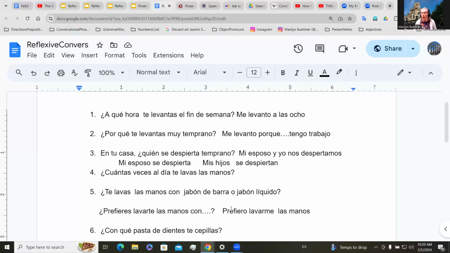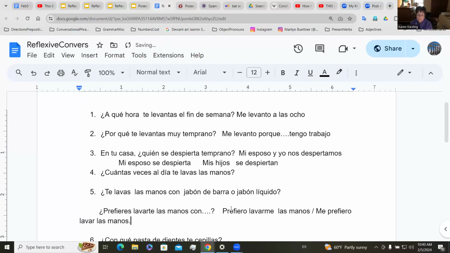And one position is not more common than the other. It's just a choice. They're free to change around. So I can say, prefiero lavarme and attach the me, but it's no longer a te, it's no longer a se, it's a me, because I'm talking about what I prefer, right? Or I can flip that me around to in front of the prefiero verb, and I'm still a-okay to do that. So the word order, me prefiero lavar las manos. It can do 2 posiciones.